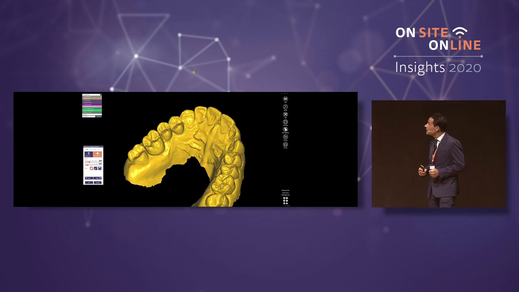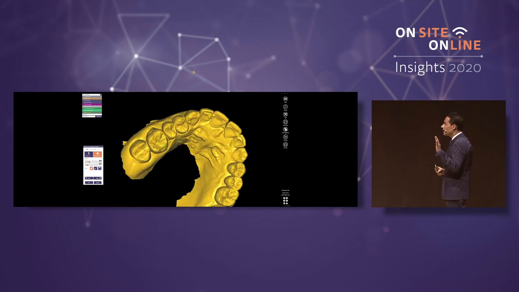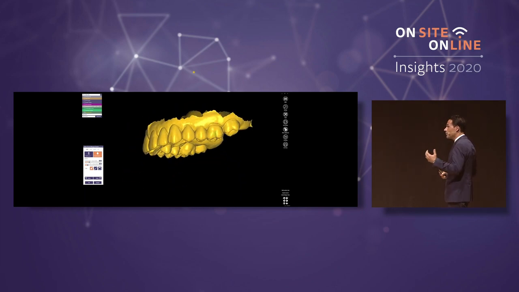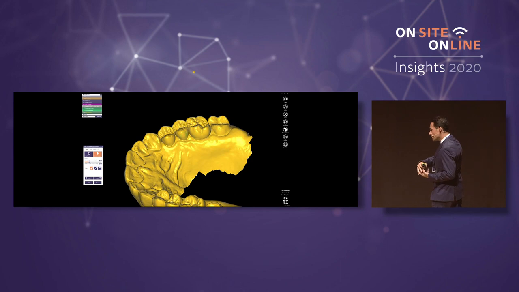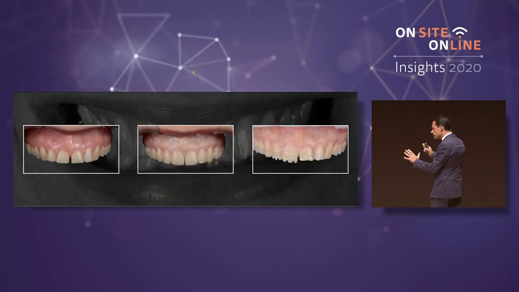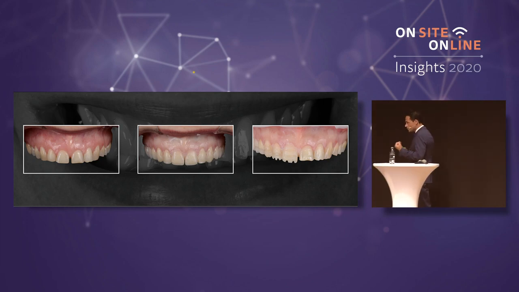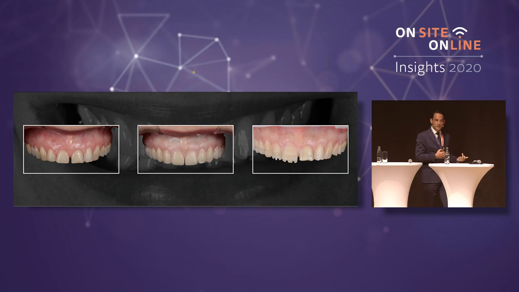I prepare it because I'm going to make a direct mock-up. I'm going to print a model. I'm going to take an impression of this model. I'm going to send this impression to the doctor. And with this silicone impression, the doctor is going to make a mock-up in the patient's mouth. So we can see the result before making the preps.